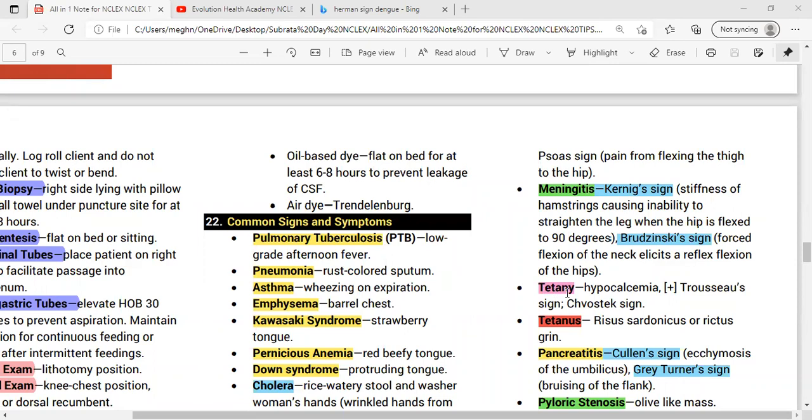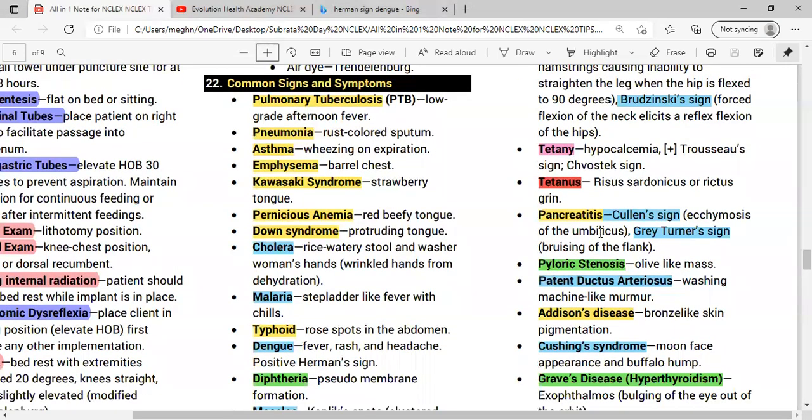In case of tetany, hypocalcemia: if the calcium level goes down, the patient develops tetany, and we see a positive Chvostek sign or Trousseau sign. In case of tetanus, we see risus sardonicus or rigid jaw.